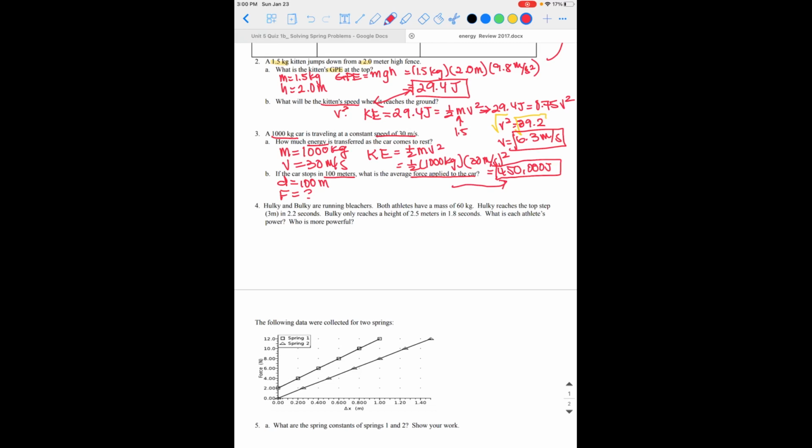So our work value is 450,000. That's equal to force times distance. Our distance here is, let's just plug it in now, 100 meters. And all we have to do is divide 100 meters to both sides. So, in the end, our force, which is in newtons, is going to be 4,500 newtons.